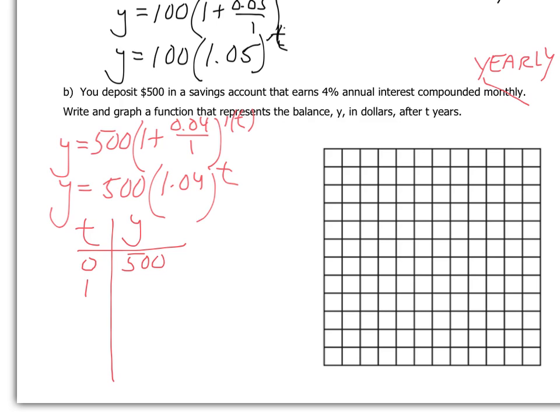When t is 1, we would then get $520. When t is 2, we're going to get $540.80. When t is 3, we would get $562.43.